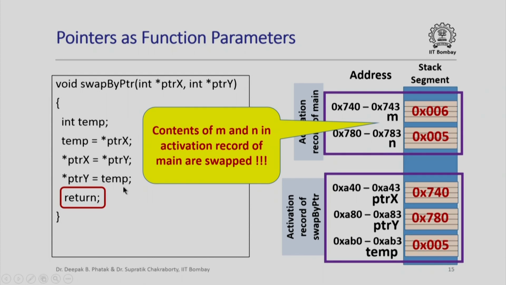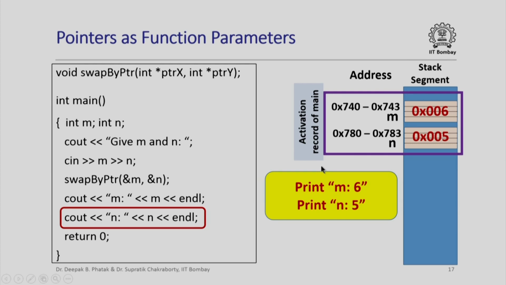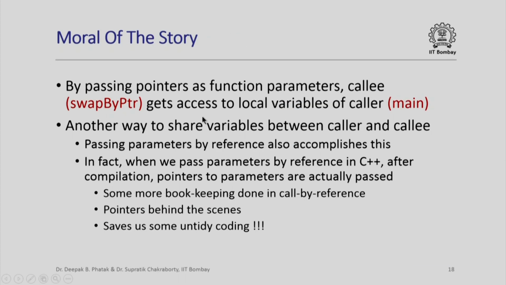So now when I return from swap by pointer, what happens is the activation record of swap by pointer is gone. However, the values of m and n have already been swapped. So now when I try to print the values of m and n, I will actually print the swapped values. So the moral of the story here is that by passing pointers as function parameters, the callee, in this case the function swap by pointer, actually got access to the local variables of the caller, in this case main.